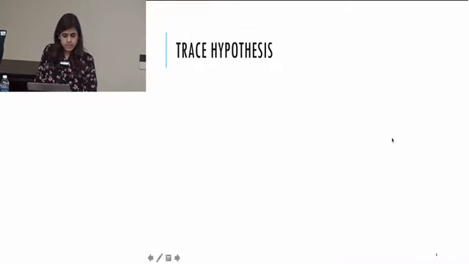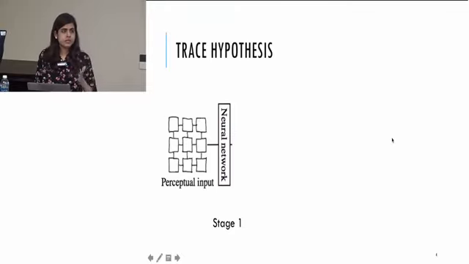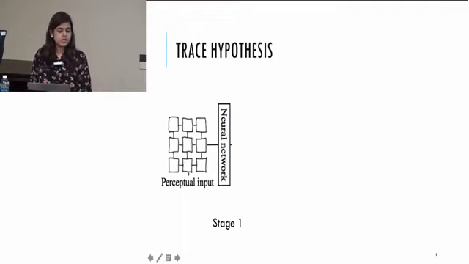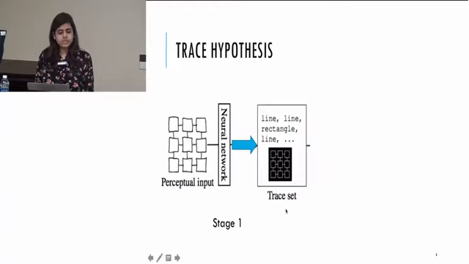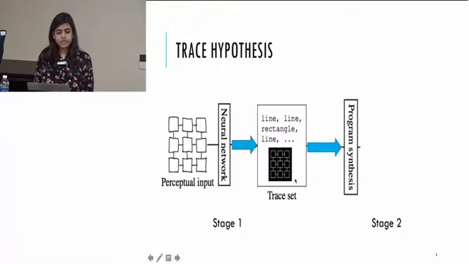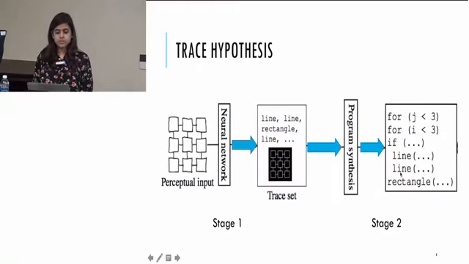The trace hypothesis is basically the roadmap of this paper, which is basically a liaison between the first part, stage one, which is getting the trace set, and then the program that you get, the code. How does this work? So you have stage one, where you have perceptual input, high-dimensional, noisy, your hand-drawn images. You feed that to a neural network, which then gives you a trace set. Trace set basically are your primitive shape drawing commands, like line, rectangle, line, circle, etc., which give you an overview of your image. What does the image contain? The second stage is feeding this trace set into a program synthesizer, which gives you an executable code having for loops, conditions, etc.